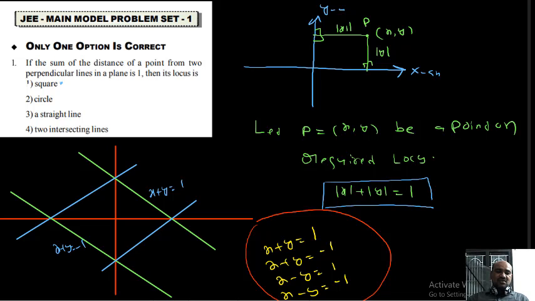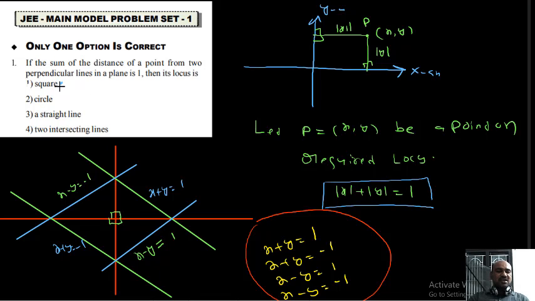Students, this line is x minus y equal to what? y should be negative, x positive. So x minus y equal to 1 is this line, and this is the x minus y equal to minus 1 line. So this is a parallelogram actually. First of all, this is a parallelogram. Diagonals are perpendicular to each other. It may be a square or a rhombus.